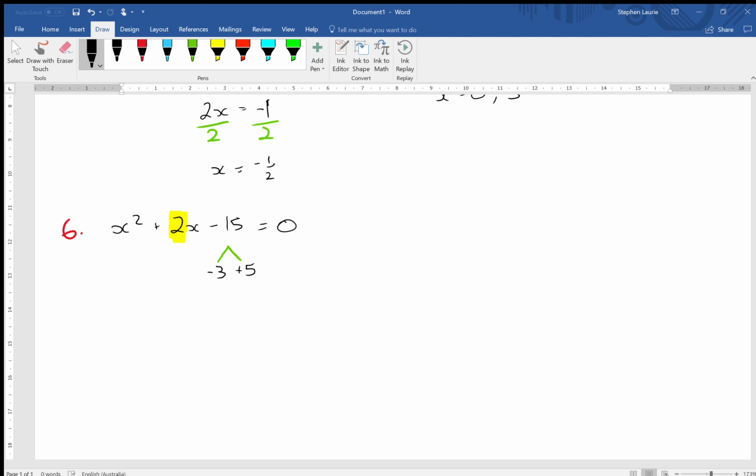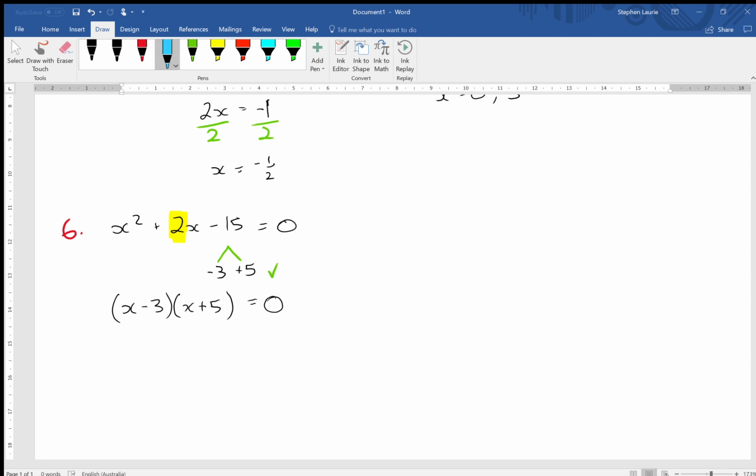And we can see that minus 3 plus 5 does give us plus 2 when we add them. Once we've decided on our pair of factors, we can just put it straight into the brackets, straight into this format. x minus 3 times x plus 5 equal to 0.